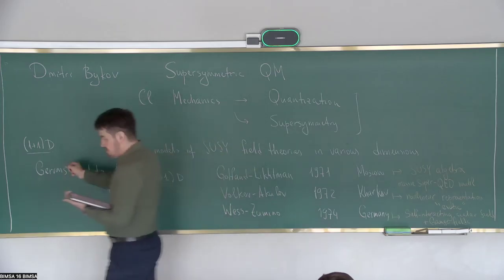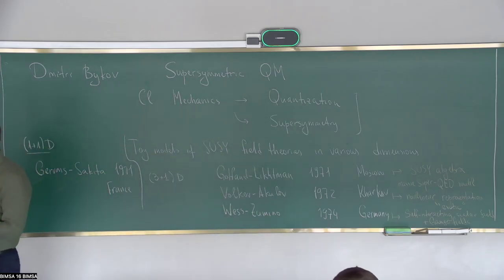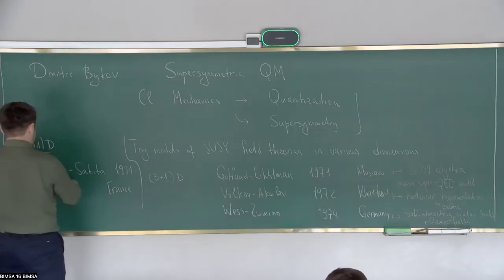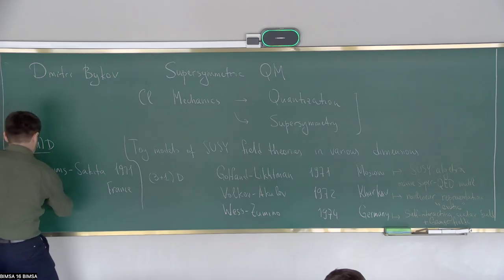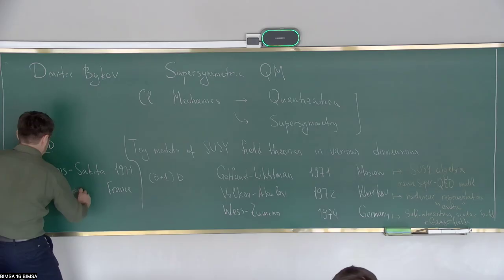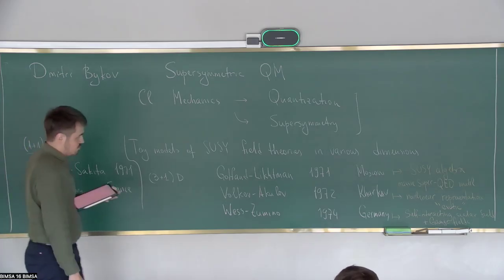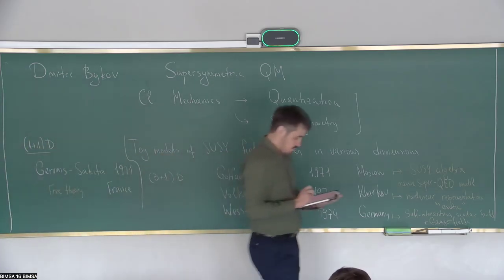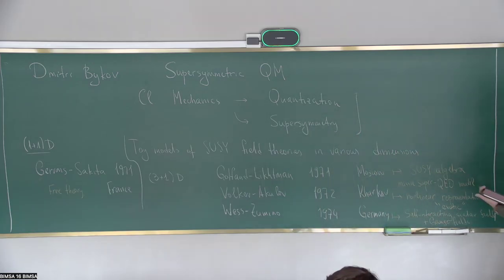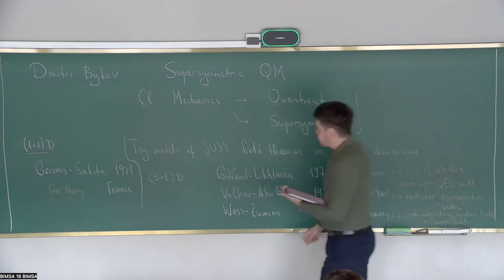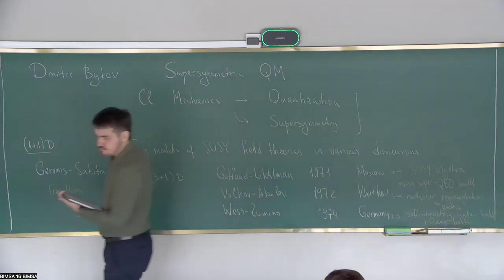And so in Gervais and Sakita, it was in the context of string sigma model. So it was actually a free 1 plus 1 dimensional theory. And this is 2-dimensional, so the supersymmetry algebra there is a bit different and so on. So this is roughly the history of the subject in the context of field theory.